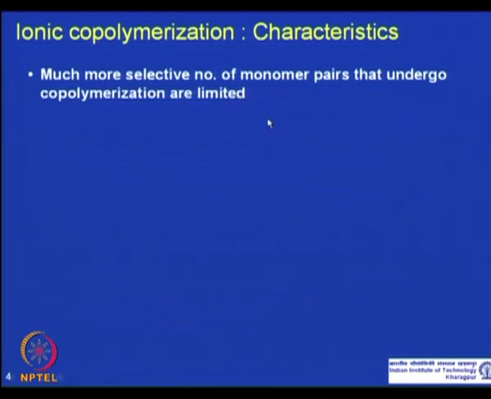Now, unlike radical copolymerization, ionic copolymerization is much more selective. Not many monomer pairs undergo copolymerization. The number of comonomer pairs you can choose to make a copolymer by the ionic method is limited, and we know that in the case of radical copolymerization, there are numerous options where you can choose two monomers and make a copolymer.